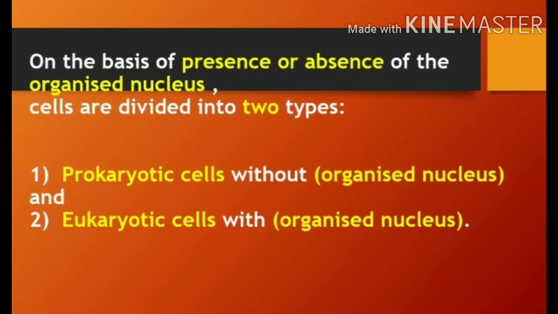On the basis of the presence and absence of an organized nucleus, cells are categorized into two types. The first one is prokaryotic cells, which means cells without an organized nucleus, whereas eukaryotic cells possess an organized nucleus. Now let us see prokaryotic cells.